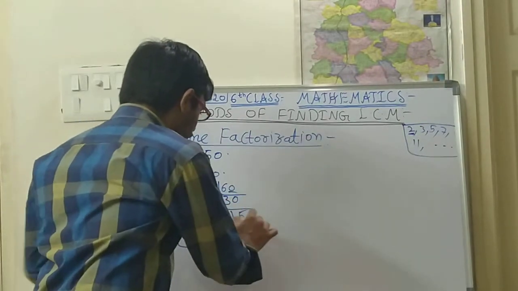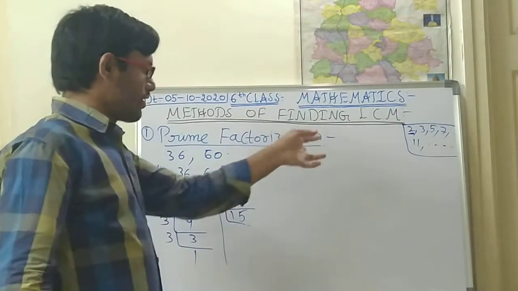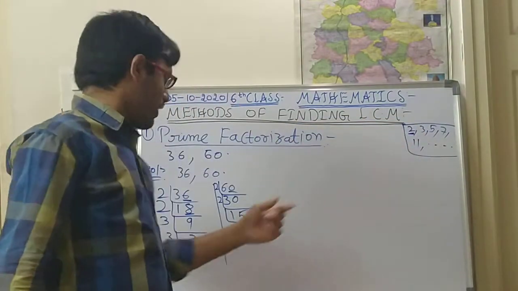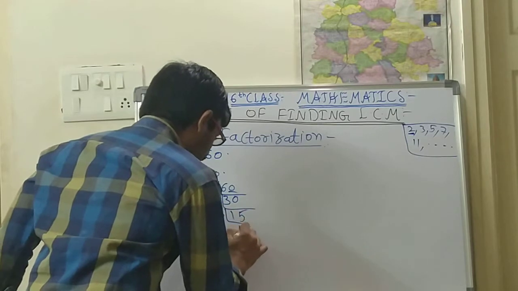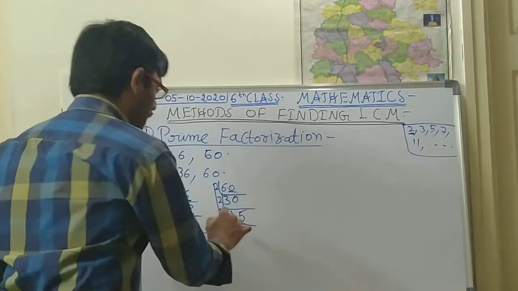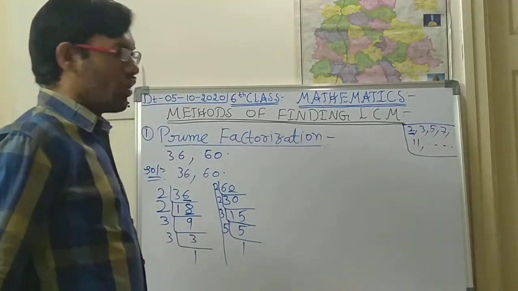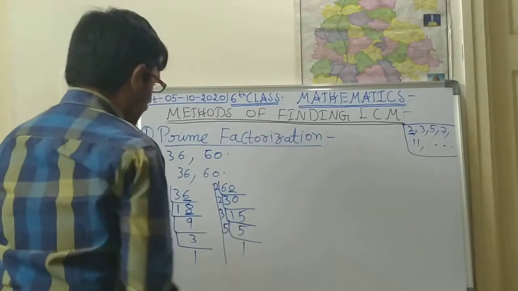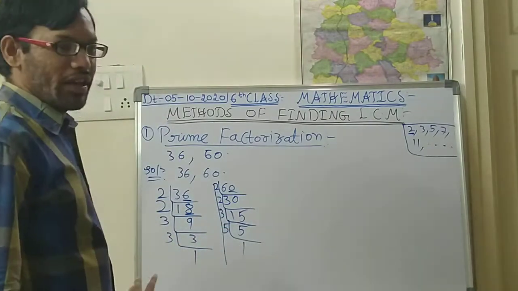Next, does 15 go in the 2 table? No. Take the next prime number. What is the next prime number after 2? 3. Does 15 go in the 3 table? Yes, 3 5s are 15. Next, again 5. 5 is a prime number only. 5 ones are 5. Till you get 1, you continue, and then you should stop.